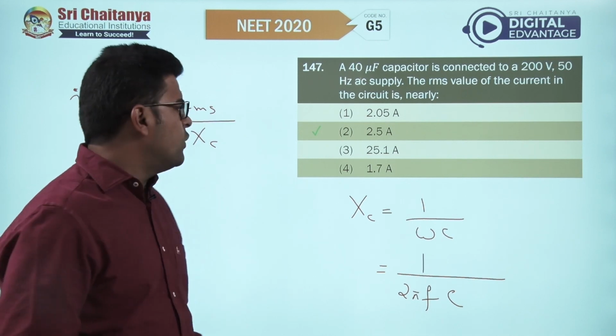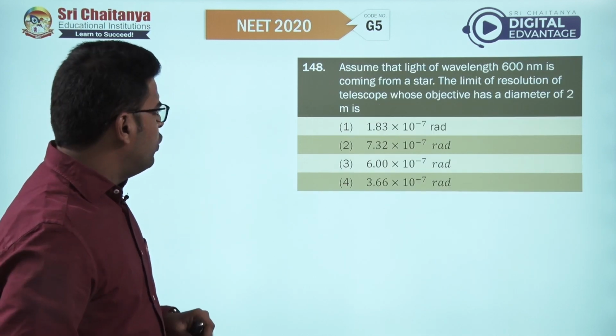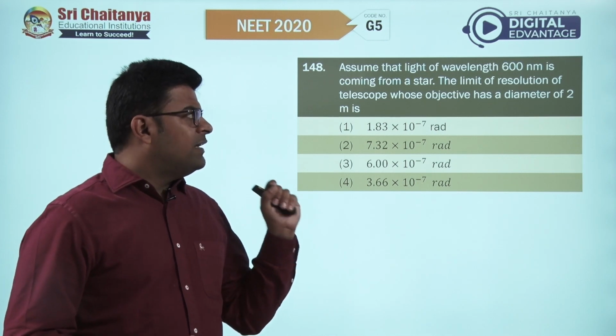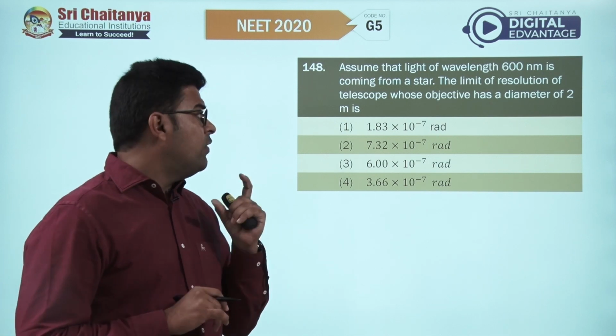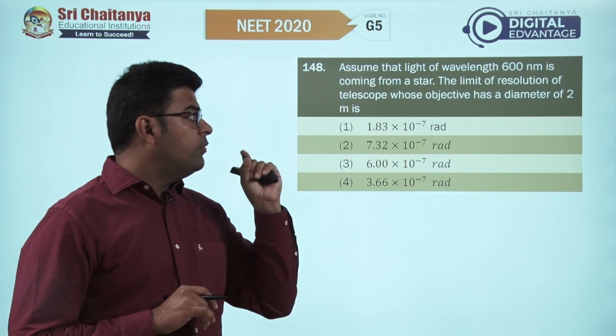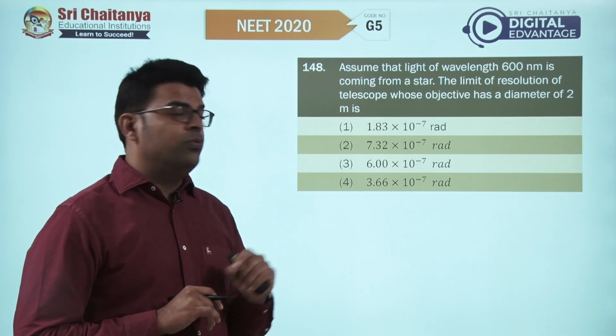It's not a difficult calculation. Question number 148. Assume that light of wavelength 600 nanometer is coming from a star. The limit of resolution of a telescope whose objective has a diameter of 2 meter is.